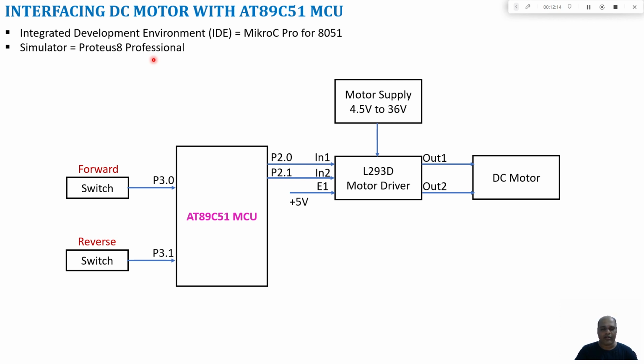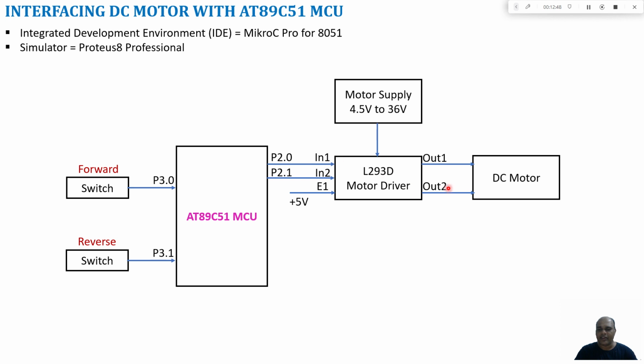working properly or not. So here I show a typical block diagram where I use the AT89C51 microcontroller, and I am going to connect two switches to port 3.0 and port 3.1. Port 3.0 will be used for enabling the motor to rotate in clockwise direction, whereas port 3.1 will be used for enabling the motor to rotate in anti-clockwise direction. We are going to connect the motor to port 2.0 and 2.1.